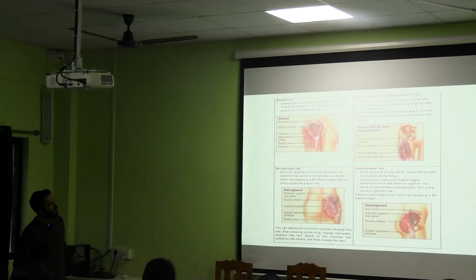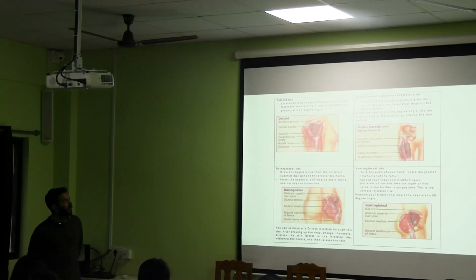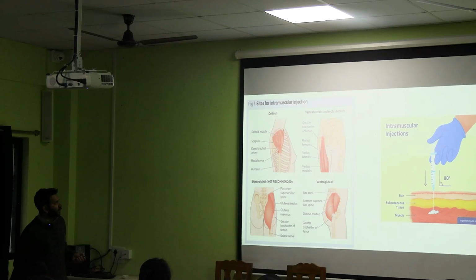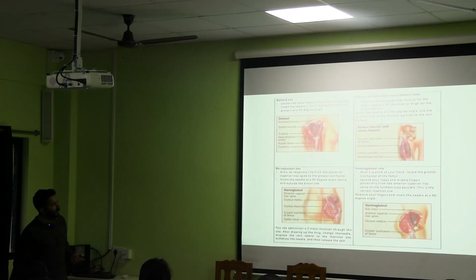If you are giving in the vastus lateralis and rectus femoris sites, then find the lateral quadriceps muscle for the vastus lateralis or the anterior thigh for the rectus femoris. Then insert the needle at a similar angle. Then there is the dorsogluteal site. In the dorsogluteal site, we are not giving anymore, as just mentioned.